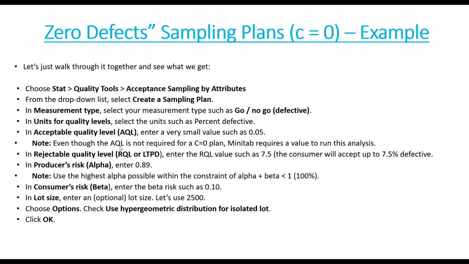And I have here a note. Even though the AQL is not required for a C equals 0 plan, Minitab requires something. Okay, and you're not going to put in 1.5 because you don't want any defectives, right? You're allowing for no defectives. So you have to put in something small. Okay, that's the only difference.